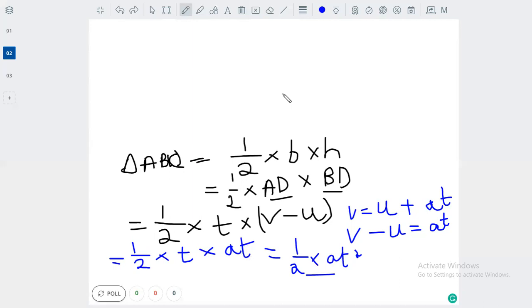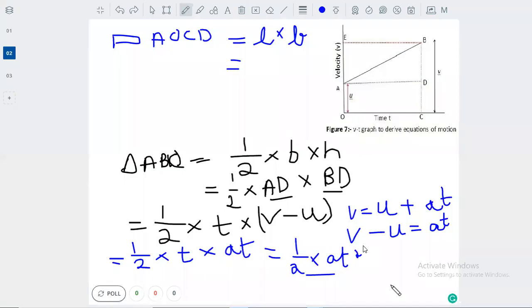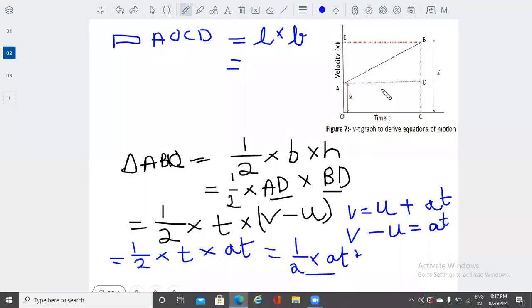Okay. So now we got the area of the triangle, half into AT square. Now the area of the rectangle AOCD is equal to how much? Length into breadth. Area of a rectangle is length into breadth only, no? So what is the length according to that? We need a graph, no? Just a second. I'll place the graph over here and show you. So this is the graph, okay? By mistake, it got deleted last time.